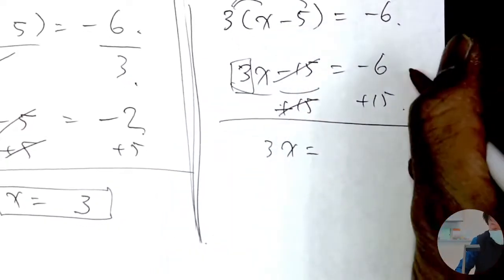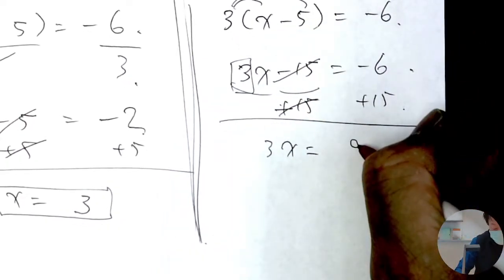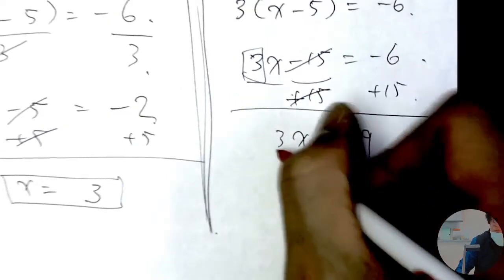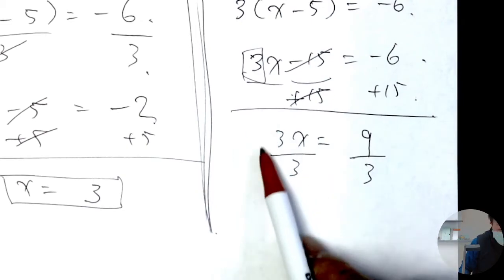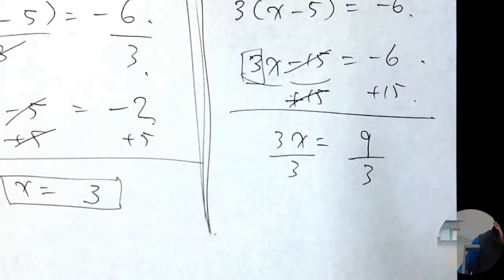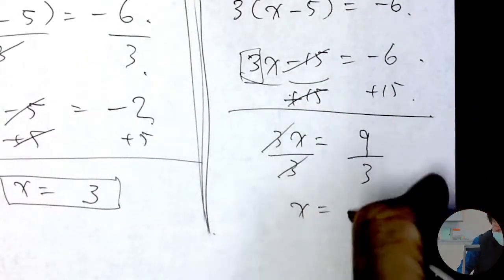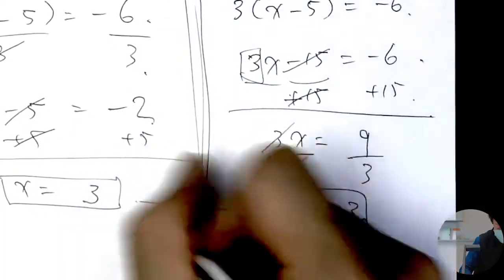3x equals to, is that a 9? Divide by 3 both sides. Now you use division, right? If you have a coefficient, you can multiply or divide away. When you have a term, you have to add and subtract away. Okay? X equal to 3. Hey, it's the same.